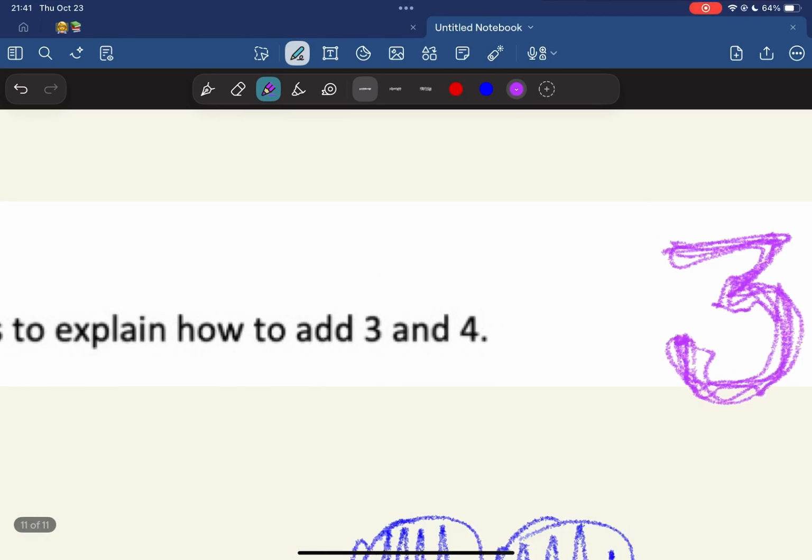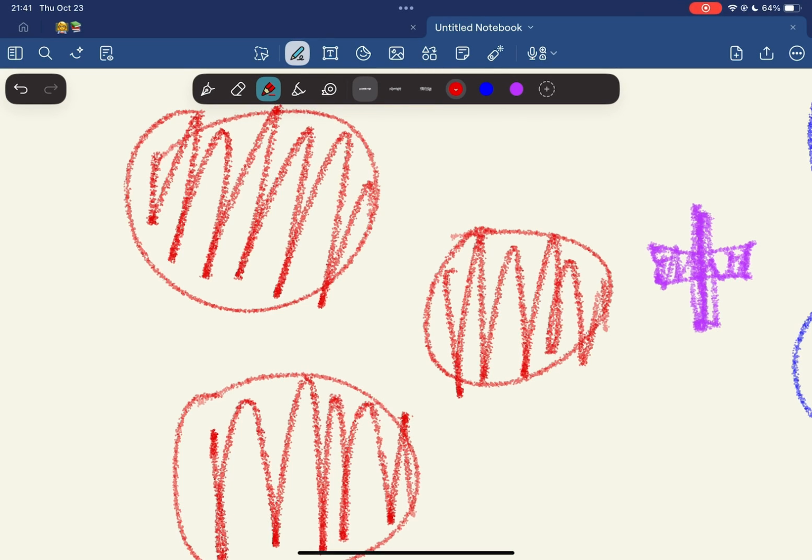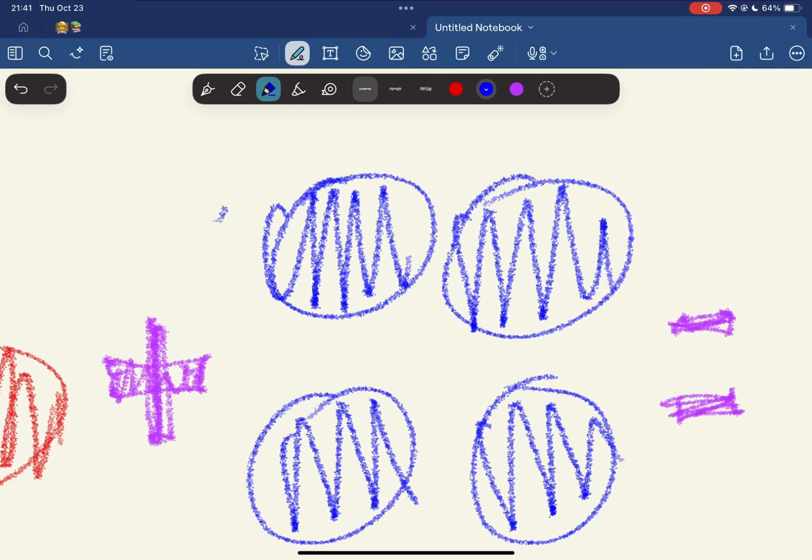Now we're going to be working with 3 plus 4. We are going to be using manipulatives to explain how to add 3 plus 4. So I have 3 counters over here on this side in red: 1, 2, 3. And I also am going to have some blue counters on the other side, and we have 1, 2, 3, 4.